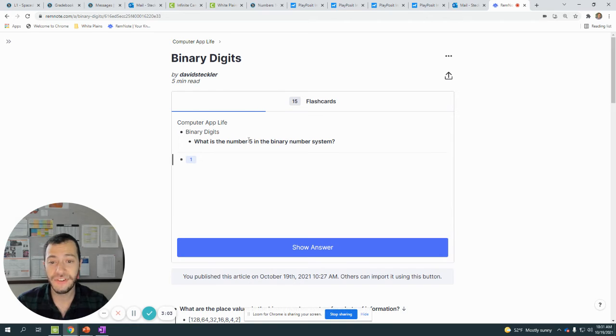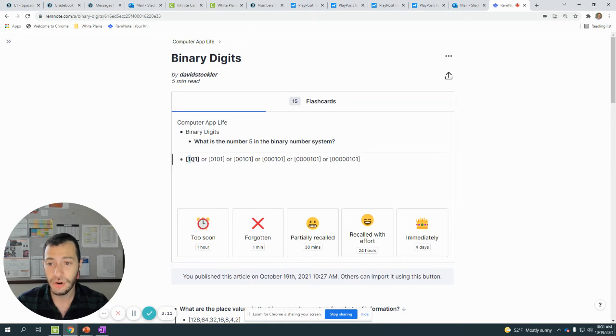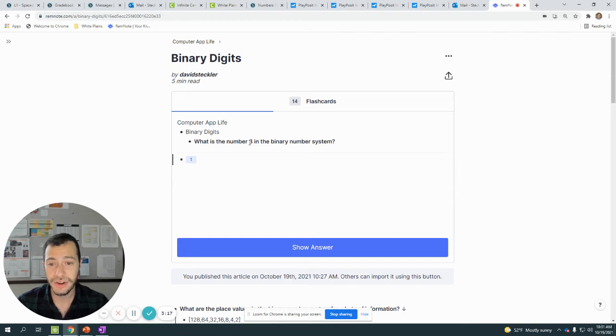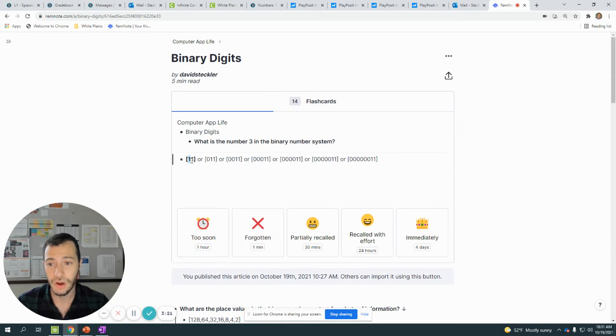All right, what is the number 5 in the binary number system? So 5 is going to have the 4's place on and the 1's place on. So that's going to be 4 on, 2 off, 1 on. So that's going to be 4 plus 1, which is 5. What is number 3? That's going to have the 2's place on and the 1's place on. So that's just going to be 1, 1, or 0, 1, 1.